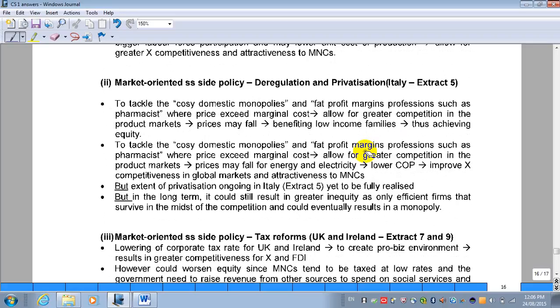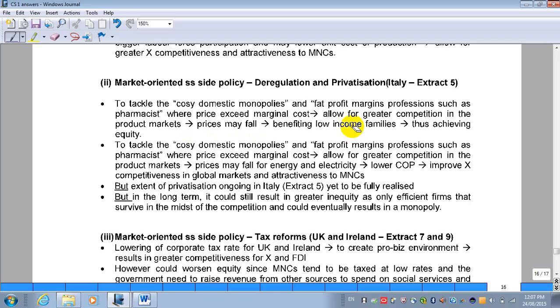Okay, next I would like to talk about deregulation and privatization. With deregulation, because originally there are a lot of monopolies in Italy, and there are some professions like the pharmacists, where they're very protected. Okay, so when there's greater competition in these product markets, it will cause the prices of these goods, pharmaceutical goods, for example, to fall, and it may benefit the low-income families, which can help to achieve equity, right?